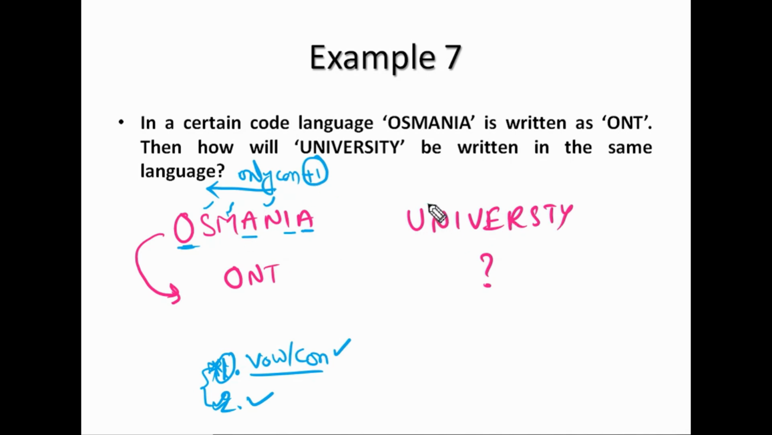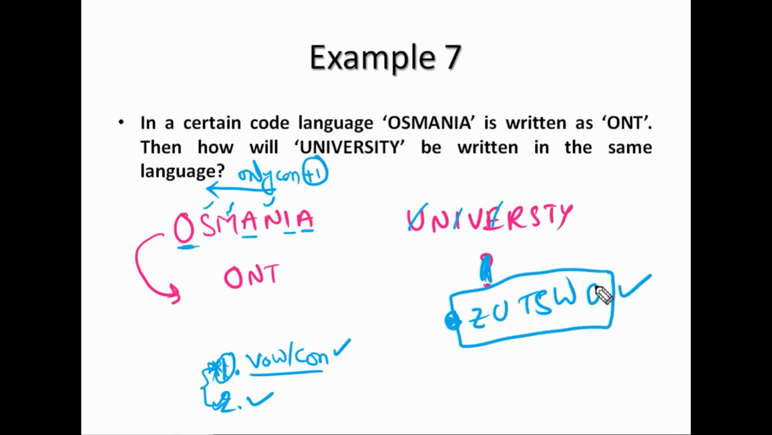Here also I am ignoring vowels. Now the remaining are only consonants, we have to do plus 1, in the reverse order. We start from the back end. Y, Z, T, U, S, T, R, S, V, W, and N, O. So Z, U, T, S, W, O. That is the answer. Okay.